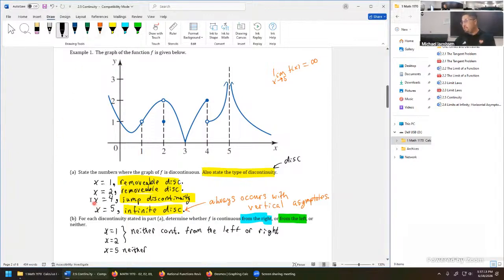Finally, there's only one discontinuity left, x equals 4. But when we look at x equals 4, we come in from the right-hand side, we land on an open circle, so there is no continuity from the right. But if we approach 4 and we're coming in from the left-hand side, we do hit a solid dot, and so that's the one point of single-sided continuity. Right there, we can say x equals 4 is continuous from the left.